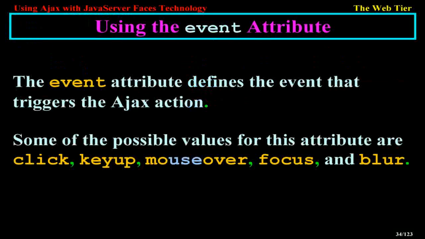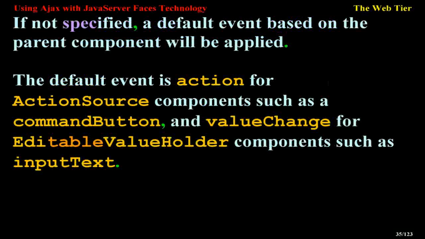Using the event attribute. The event attribute defines the event that triggers the Ajax action. Some of the possible values for this attribute are click, keyup, mouseover, focus, and blur. If not specified, a default event based on the parent component will be applied. The default event is action for action source components such as a command button, and value change for editable value holder components such as input text.